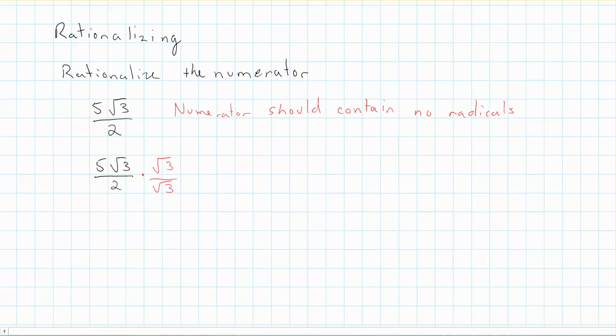Clearly we can see why that doesn't do anything, because square root of 3 over square root of 3 would reduce to 1, and 1 times anything is just the original number. Now let's multiply this out. We'd have 5 times the square root of 3 times the square root of 3. In the numerator, I'd have 5, and the square root of 3 times the square root of 3 gives 3. So I would be left with 5 times 3 over 2 square root of 3, which is equal to 15 over 2 square root of 3.